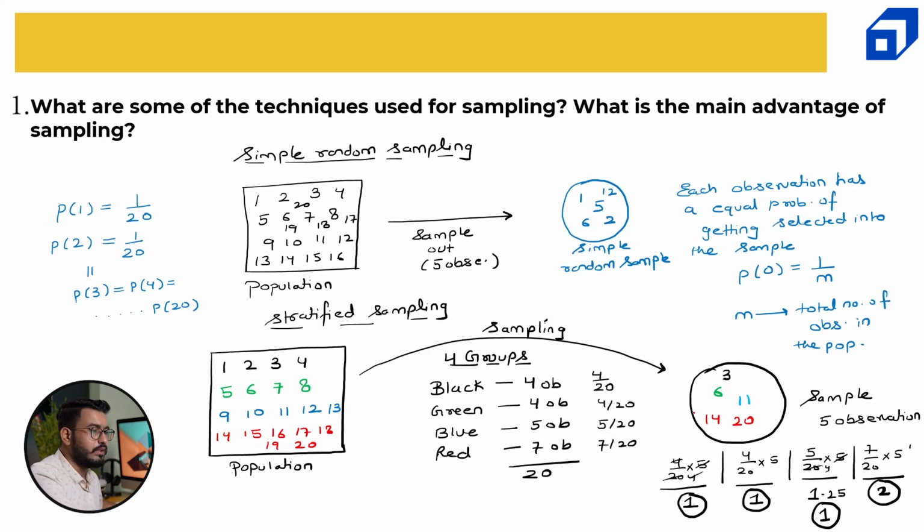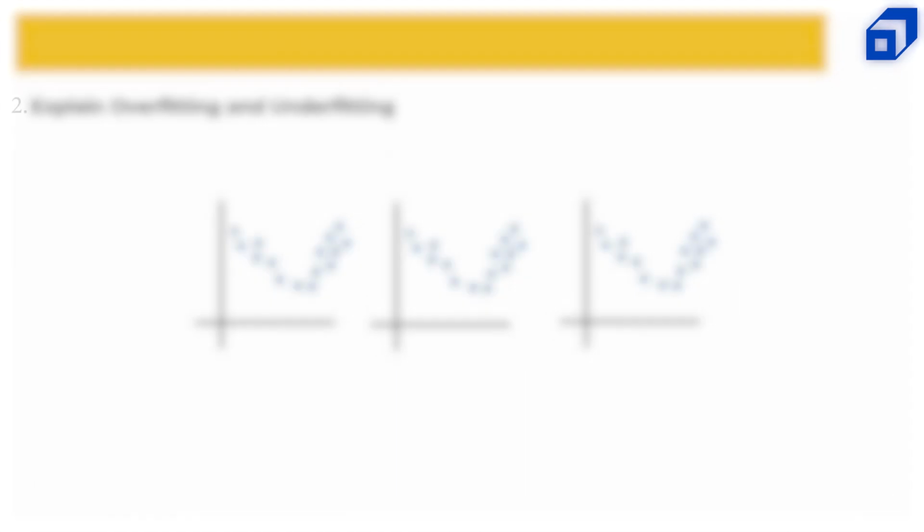Now please remember that when we are making a selection within each group, that will be simple random sampling. And that is what your stratified sampling is. So basically the concept is that your sample should consist of the observations in the same proportion as they are present in your population. Now the second question was, explain overfitting and underfitting.